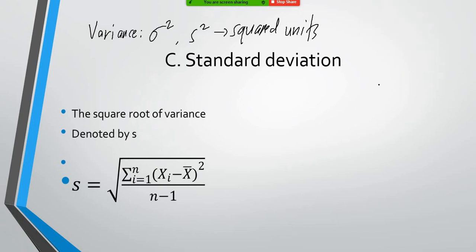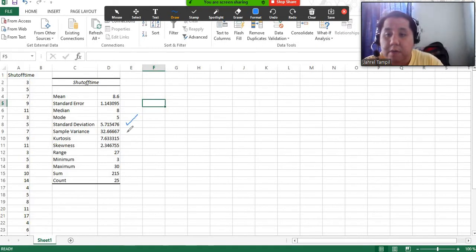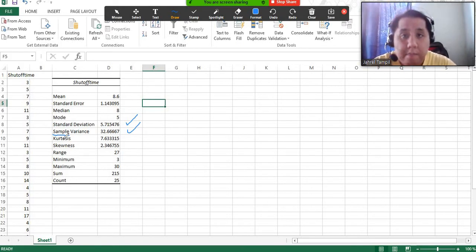So the standard deviation is defined really as the square root of the variance and denoted by S if it's a sample and sigma if it's population. And the formula is as you can see below. For our running example, the variance and the standard deviation are given by the table in Excel. Do take note, however, that what we have here is the sample variance. Microsoft Excel by default gives the sample variance.